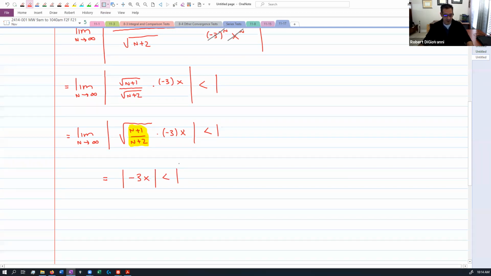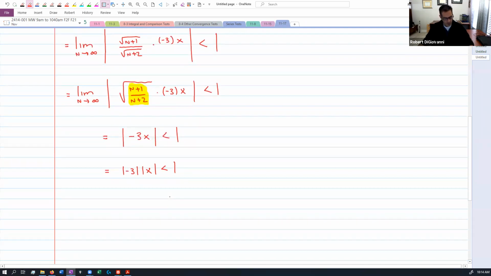Is that okay now? Sorry. This should be equal to absolute value of 3 times absolute value of x less than 1, which is 3 absolute value of x less than 1. And what I'm trying to get to is this. I'm trying to get to absolute value of x minus a less than r. That's what I'm trying to get to. I'm almost there. I need to divide both sides by 3.